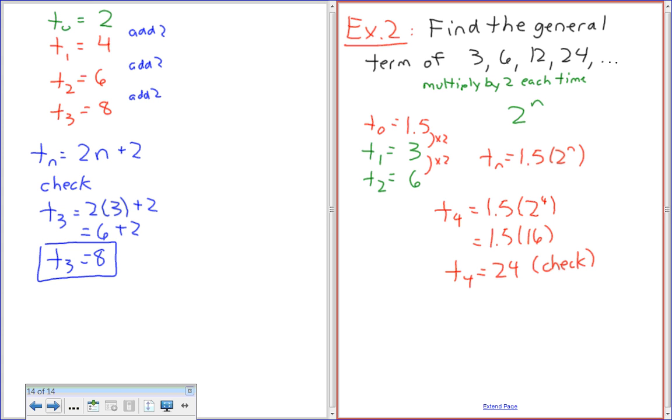I'll give you one word problem, probably one. Here we go. One word problem. Example 3.